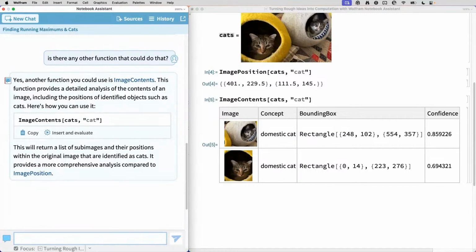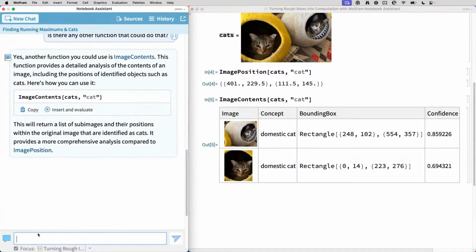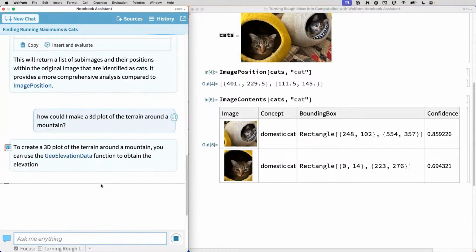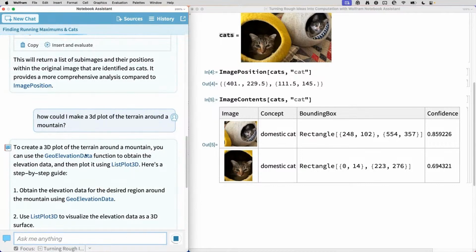You can also ask questions that are a little more, let's say, Wolfram-y in a way. Questions that take advantage of the curated tower of knowledge on which Wolfram Language rests. And you'll see what I mean by that when I ask, how could I make a 3D plot of the terrain around a mountain? Okay, so it's letting us know about these functions.